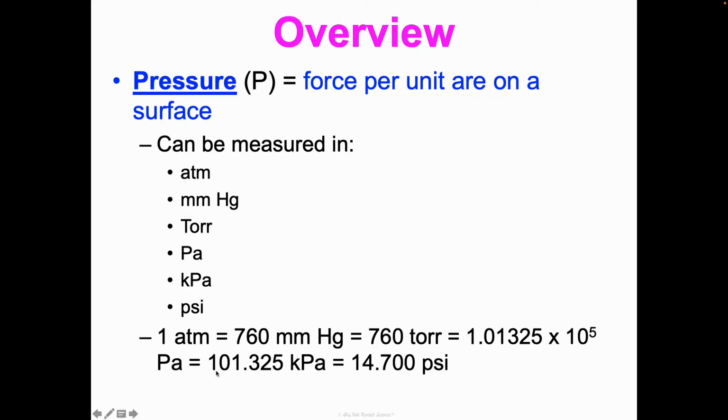But just to show you, 1 atmosphere, 1 ATM, is 760 millimeters of mercury, which is the same as 760 torr. 1.01325 times 10 to the 5th Pascal, which is the same as 101.325 kilopascal. And then 14.700 psi, pounds per square inch. But again, all of these are going to be given to you, so you will be able to convert between these units easily with your reference sheet.